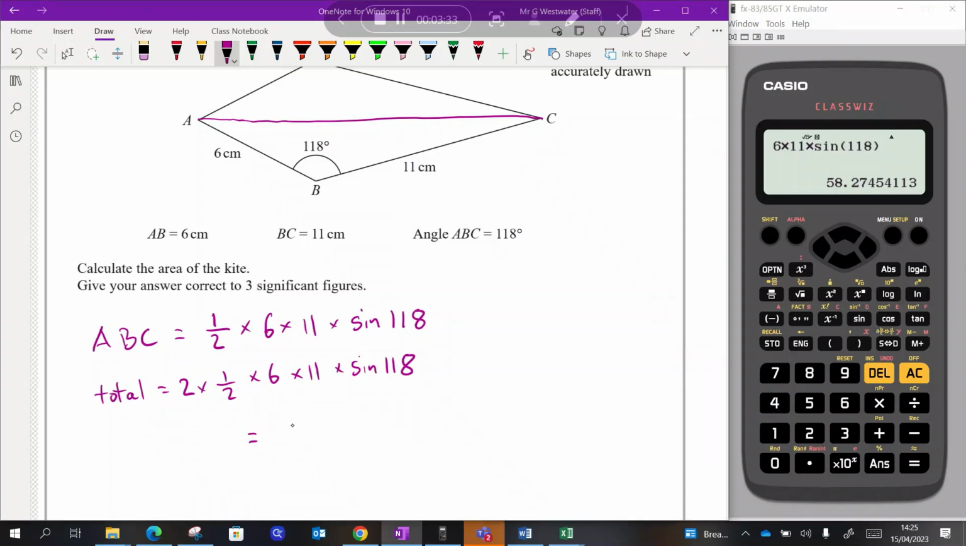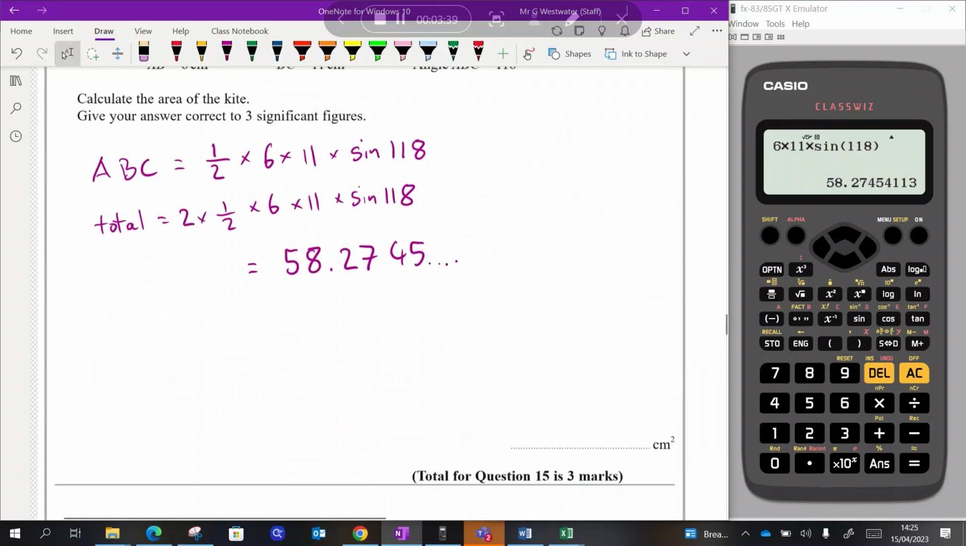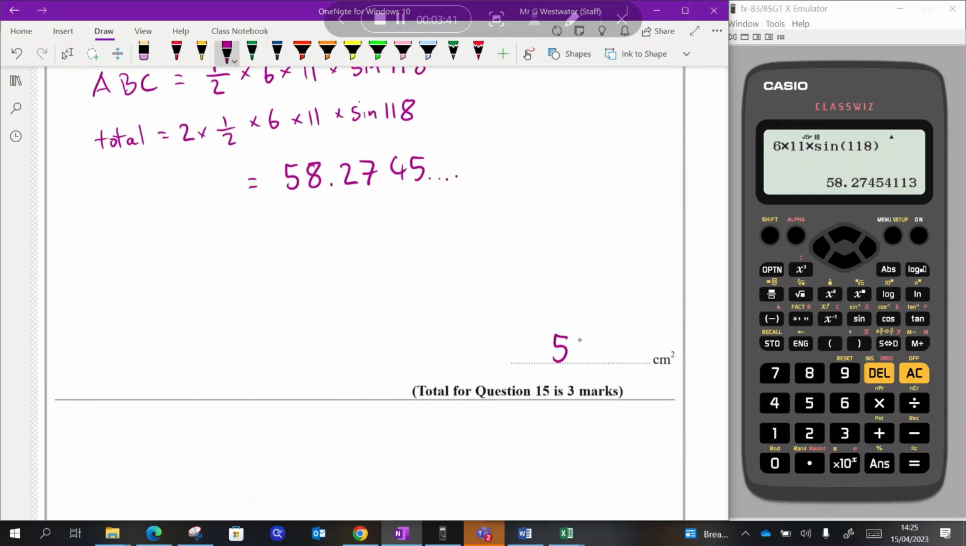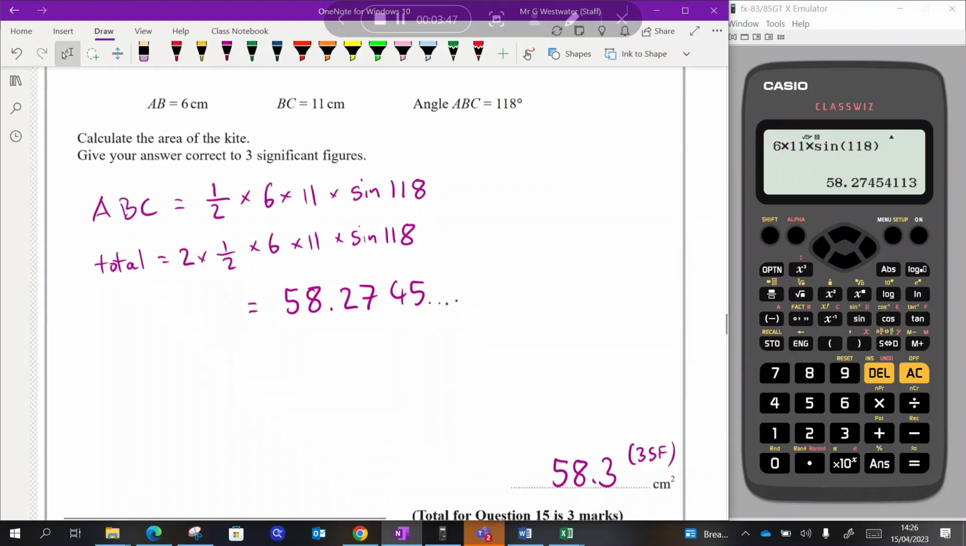And we get our answer of 58.2745 dot dot dot dot, or just 58.3 to 3SF, which I think the question asked for. Yes, correct, to 3SF.